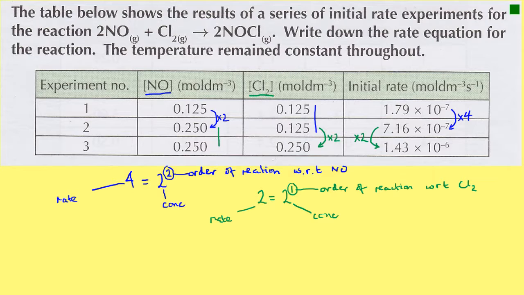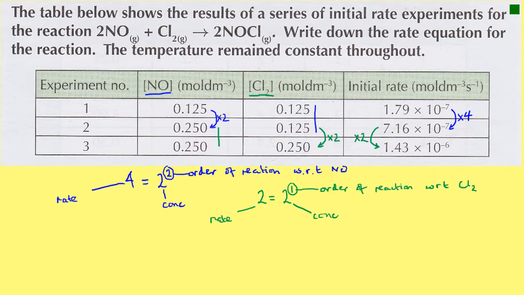And when we were doing this series of experiments, we chose the concentrations very carefully, such that we can use experiments 2 and 3 to do the same for chlorine. So if you notice, in experiments 2 and 3, this time we are trying to work out the order of the reaction with respect to chlorine. So we need to keep the initial concentrations of nitrogen monoxide the same. So they've been kept the same at 0.25 moles per decimeter cubed.